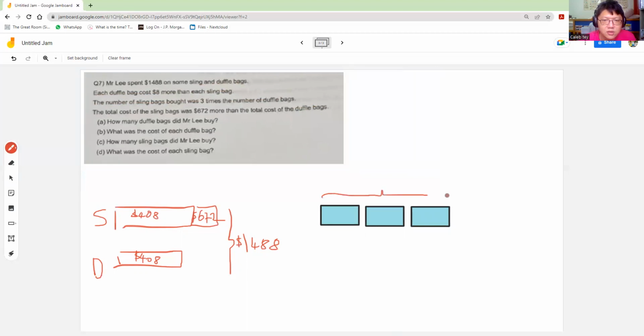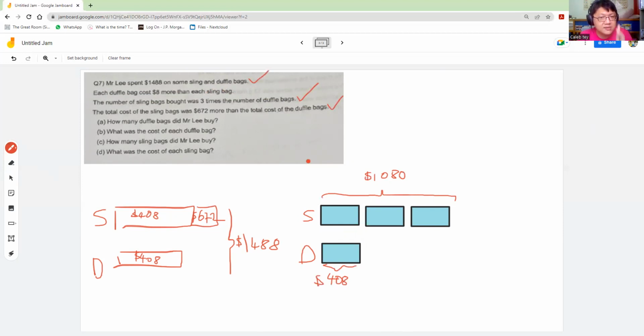So this one will actually equal 408 plus 672. So this is 1080 dollars. 3 times, right? So this is 1 time. Sling and duffel, this is $408. So we have settled this, and this.